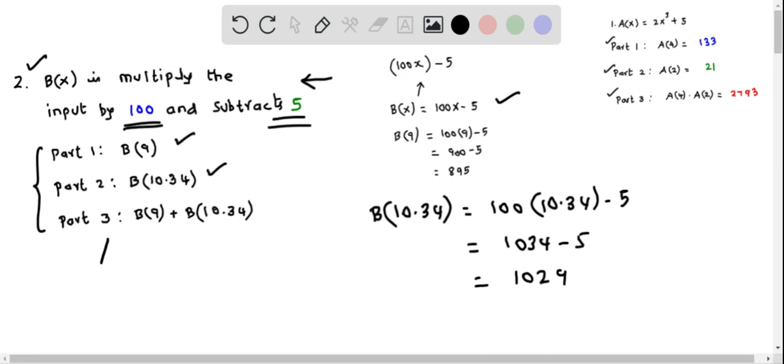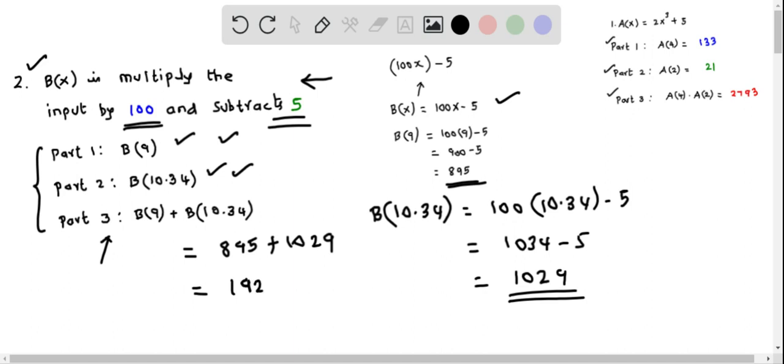So we can determine part 3, which is b of 9 plus b of 10.34, which is basically the sum of the answers in part 1 and part 2. The answer in part 1 is 895. The answer in part 2 is 1029. So basically, the value of b of 9 plus b of 10.34 equals 895 plus 1029. And adding this, we get 1924. So this answers part 3.